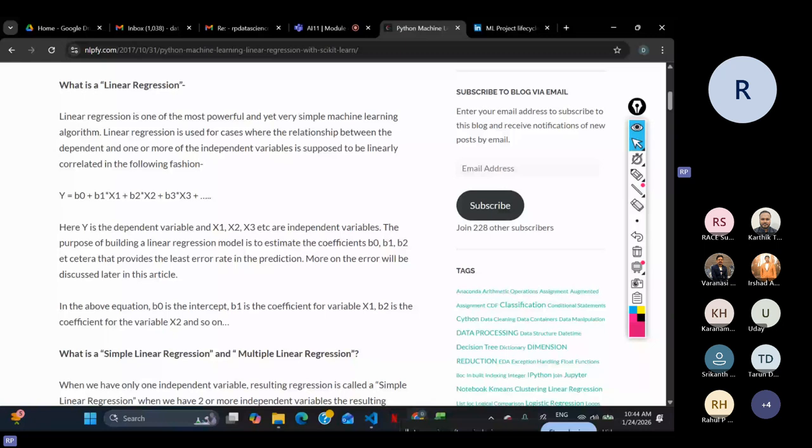As Arpan was explaining beautifully, there are two broad categories of models in any ML. One is called the parametric. The other one is called the non-parametric.